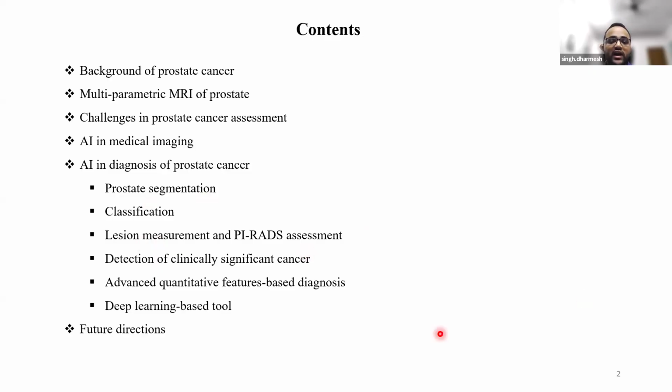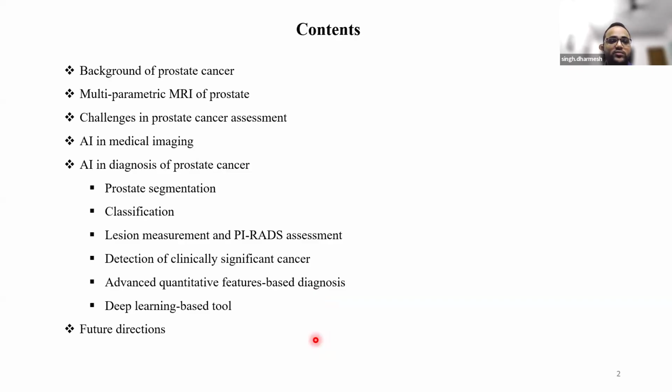I will then highlight how AI can support the detection of clinically significant cancer, and how we move into advanced quantitative approaches like IVIM, DKI, advanced diffusion weighted imaging, and machine learning based diagnosis. We will also look at deep learning based tools which our company and our team have developed. Finally, I will discuss some important future directions, including multimodal data integration and clinical adoption of these AI-based models.